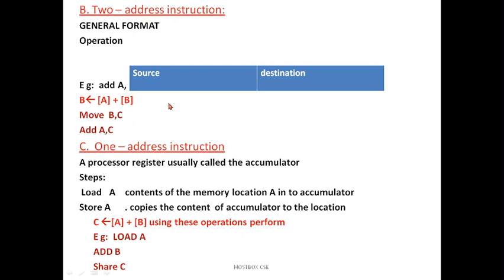Whenever you give it like this, the contents of B and C are never destroyed, even A is stored somewhere, and at last it gives the result. These are the points you have to remember about the two address instruction. The format is source and destination, two fields only.